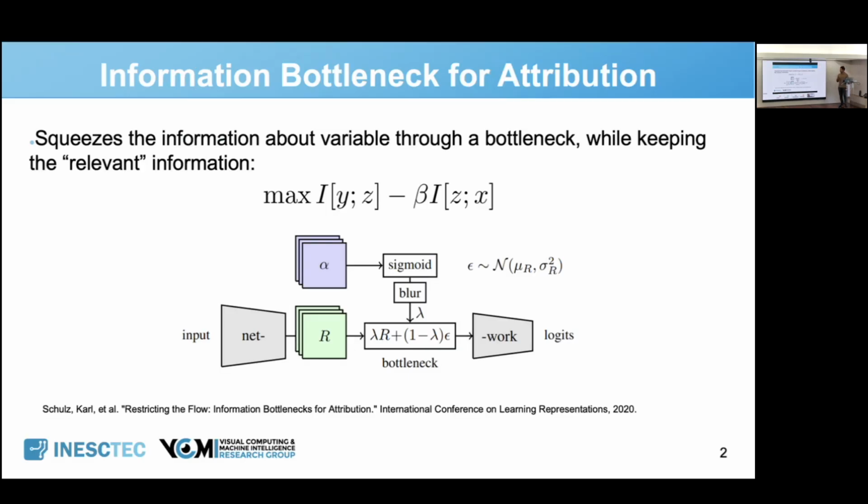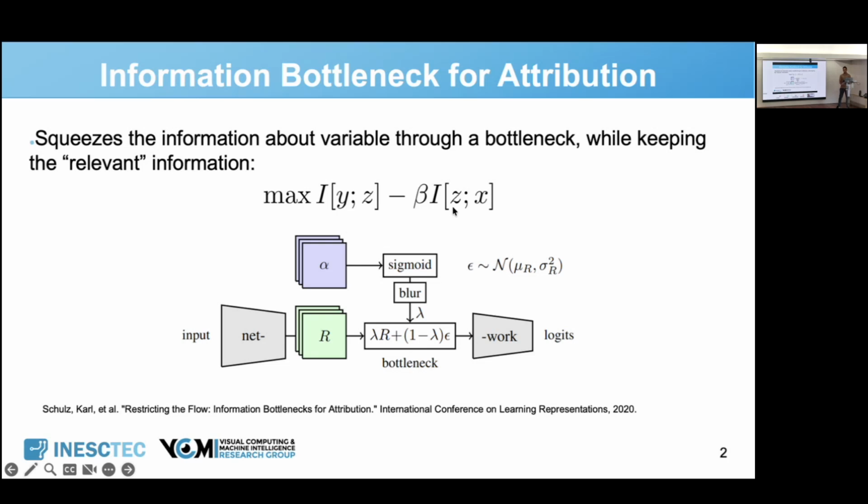And one way to generate such saliencies, such attributions, is based on a principle inherited from information theory called the Information Bottleneck Principle, where you have two random variables, y and x, and you want to define a new variable that will be called the bottleneck, that we call here the variable z. And the idea is to maximize the mutual information between y and z, while restricting the mutual information between z and x.